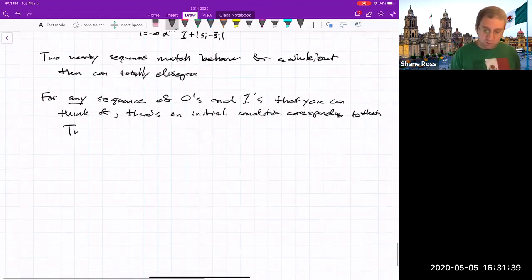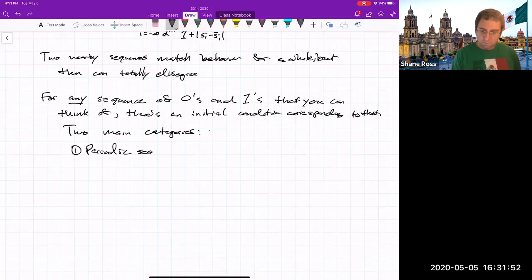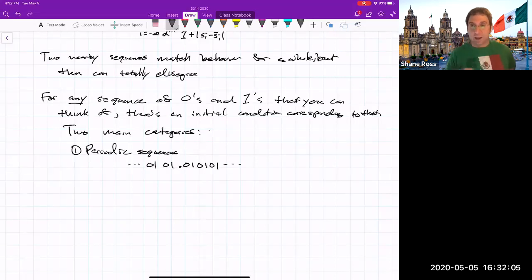So there's two main categories. There would be periodic sequences. So let's say 0, 1, 0, 1, 0, 1, but just forever and ever. 0, 1, 0, 1. Going in backward time and forward time. That corresponds to a periodic orbit. So a periodic orbit exists that matches this sequence.